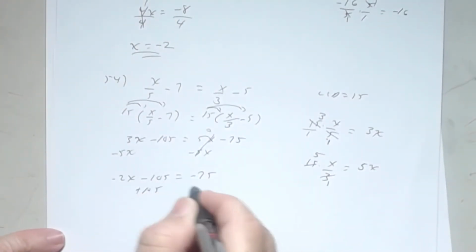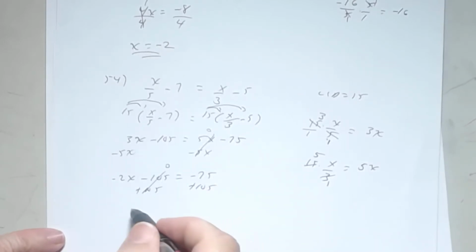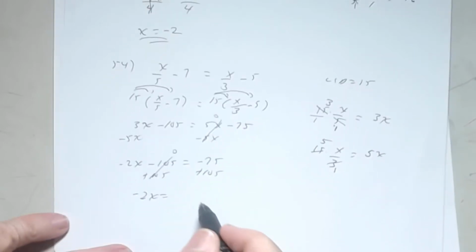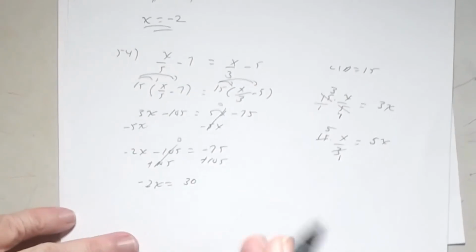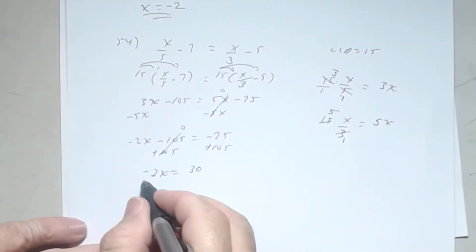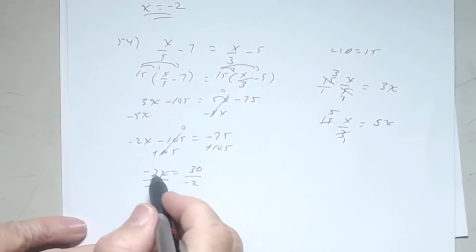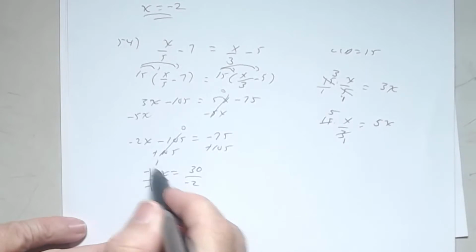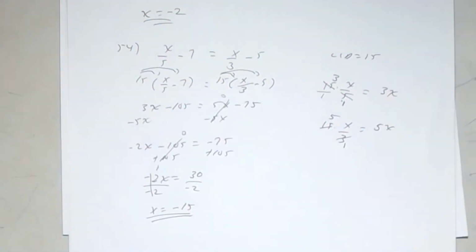Okay, add 1 over 5 to both sides. And then combine like terms. So I get negative 2x equal 30. Okay. And then finally, what property do I use next? Multiplication property of equality. So I'm going to divide both sides by negative 2. And then negative 2 divided by negative 2 is 1. 1 times x is x. And what is my solution? Negative 15? Okay, negative 15. So that's your solution.